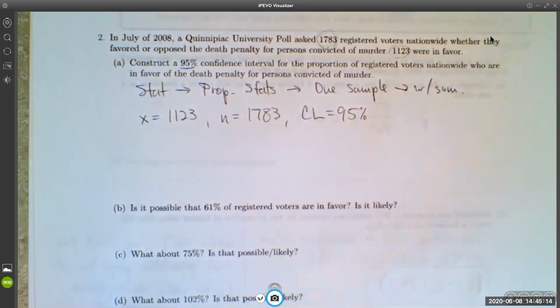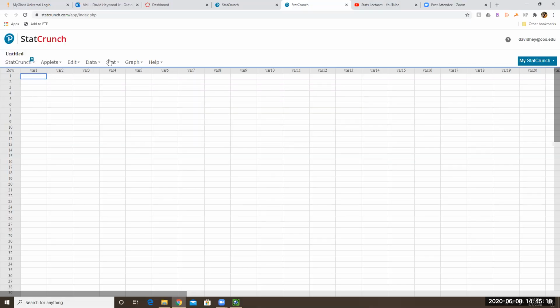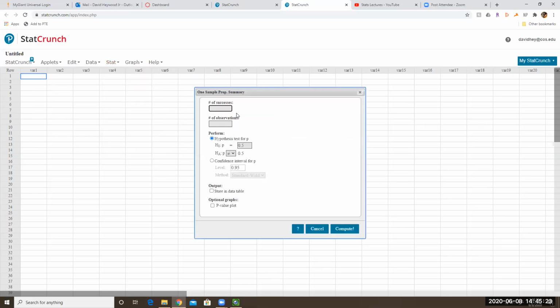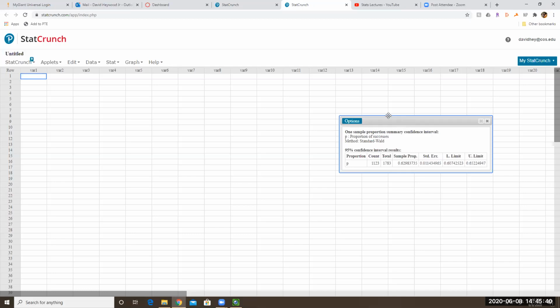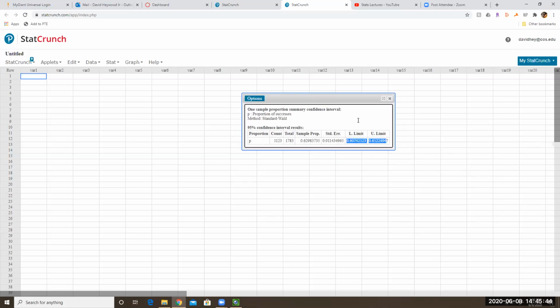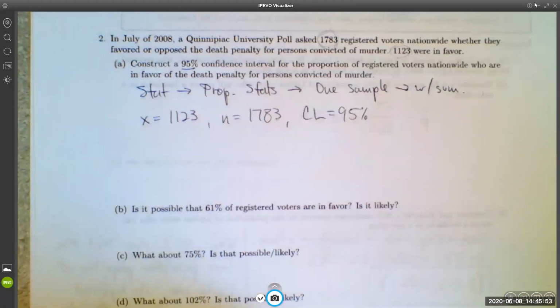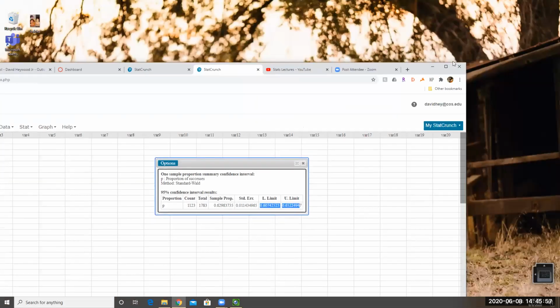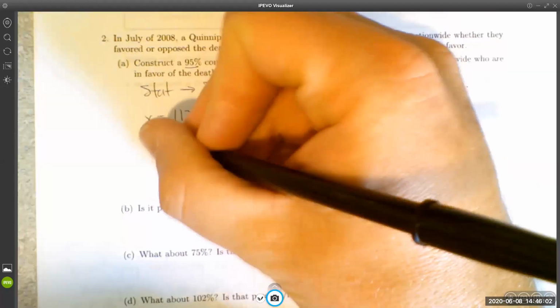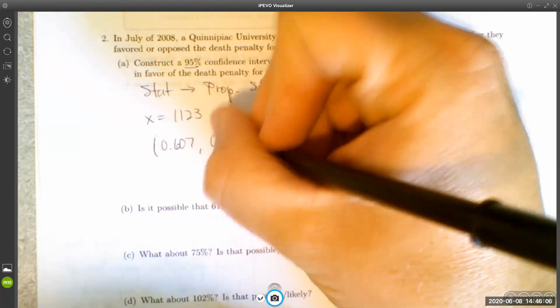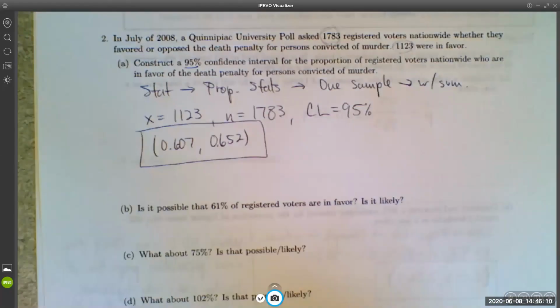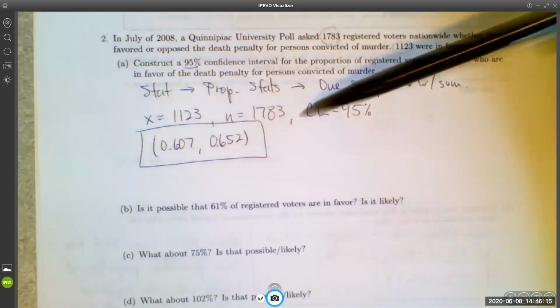Okay, so let's do that and see what we get. The confidence level is already at 95%, so I don't need to change that. Then I hit compute, and this is what we get. So I'm going to write that down. I typically round these to three decimal places, but you could round them to whatever. 60.7, 65.2. Okay, and that's it. We weren't asked to interpret this interval, we were just asked to construct it. So there you go, I've constructed it.